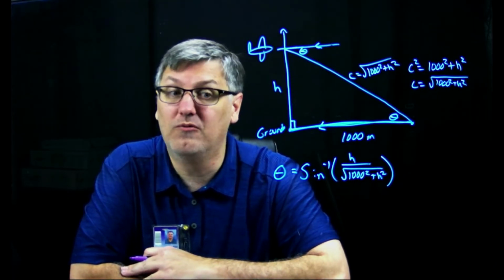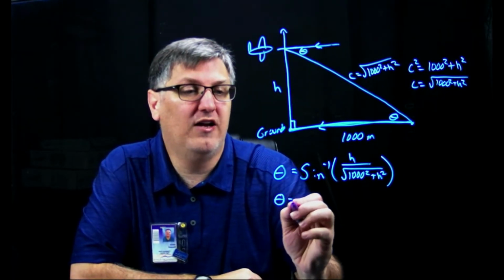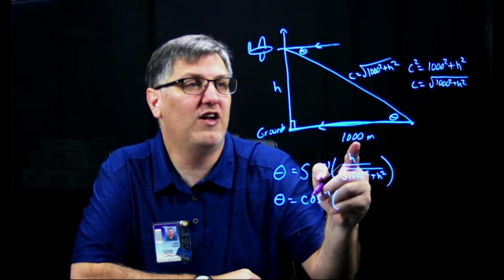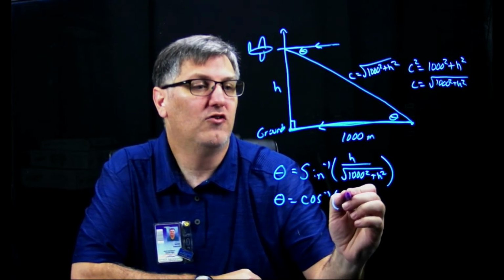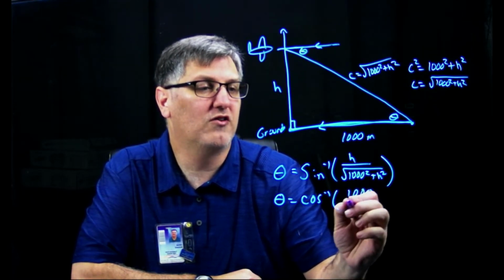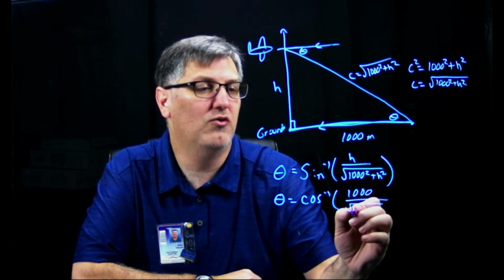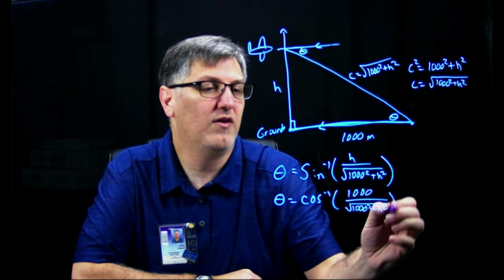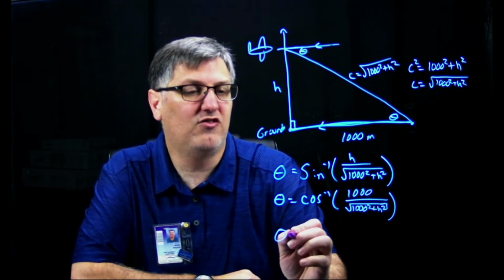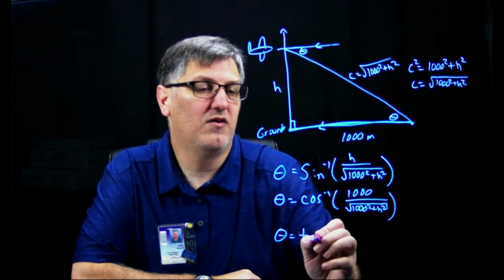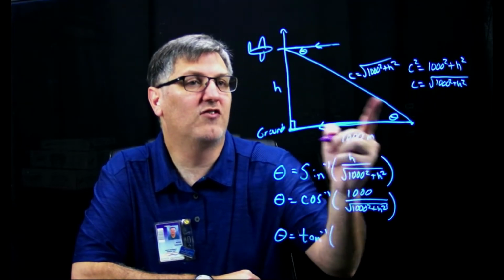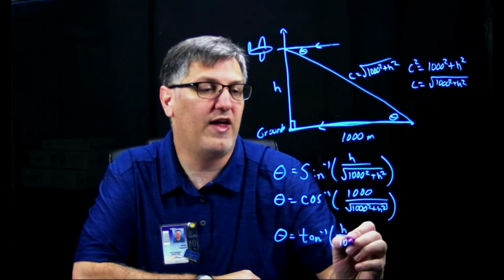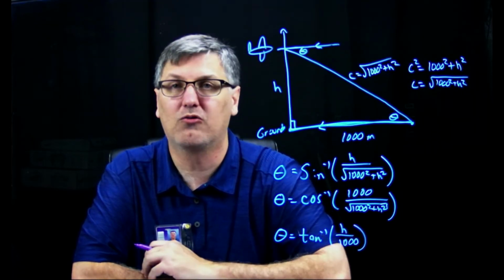There's 5 more. We can do theta equals arc cosine. Well, cosine is adjacent over hypotenuse. So this one looks a little easier to deal with because now it's just 1,000 over the square root of 1,000 squared plus h squared. But we can also do arc tangent. Well, tangent's opposite over adjacent. This is the one that I would use, h over 1,000. That's by far easier to work with.